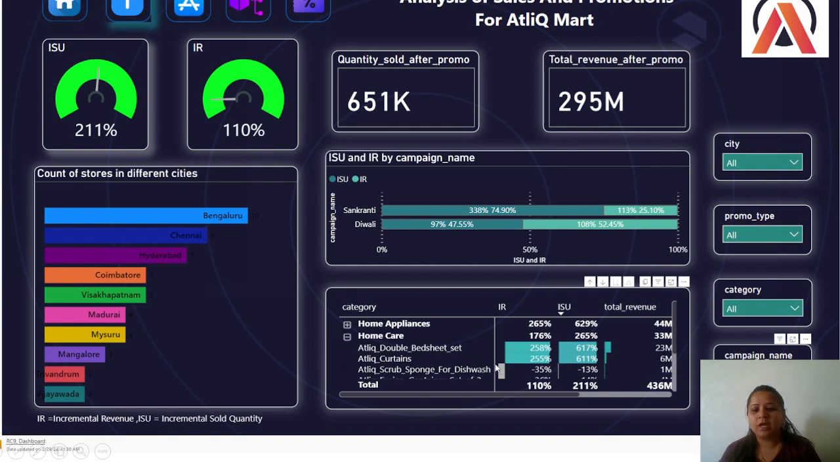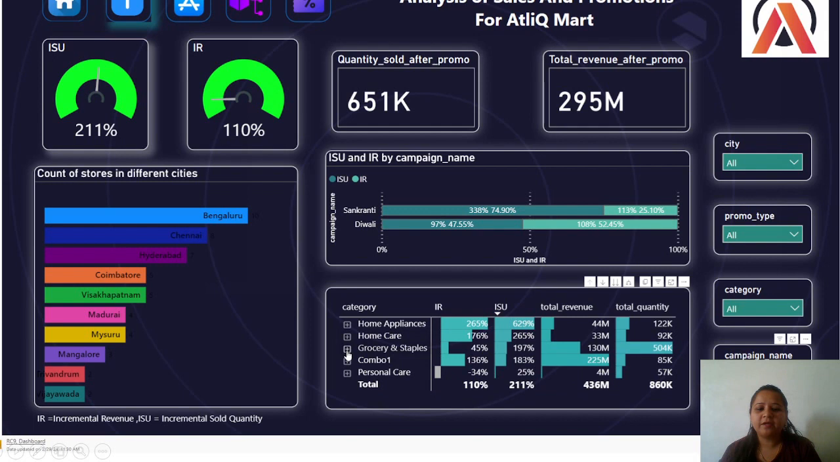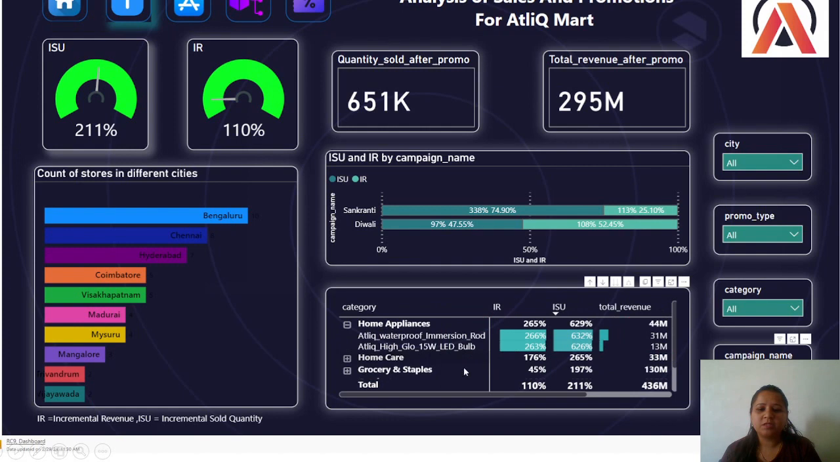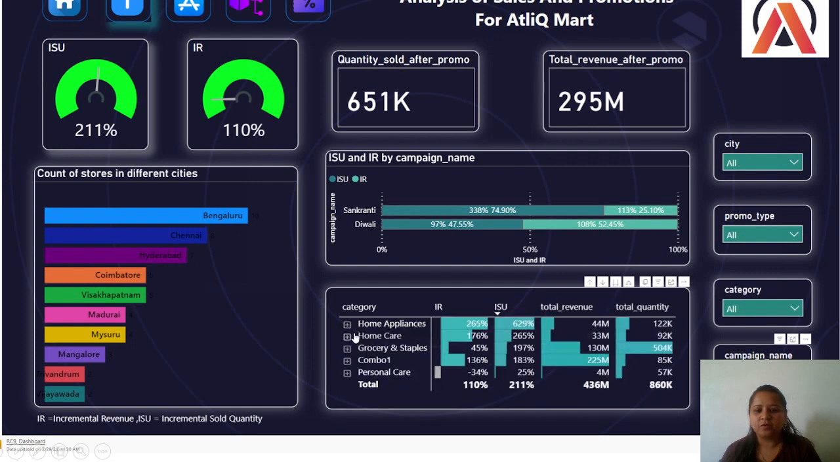So it gives you the idea regarding what their incremental revenue is, what their total revenue is, and what their incremental sold quantity is. The table gives you the basic idea, and I am using bars here, because the highest bar gives you the highest value. That means incremental revenue of 265% is higher in home appliances. And there is 266% for waterproof immersion rod. So yes, incremental revenue is higher for that.